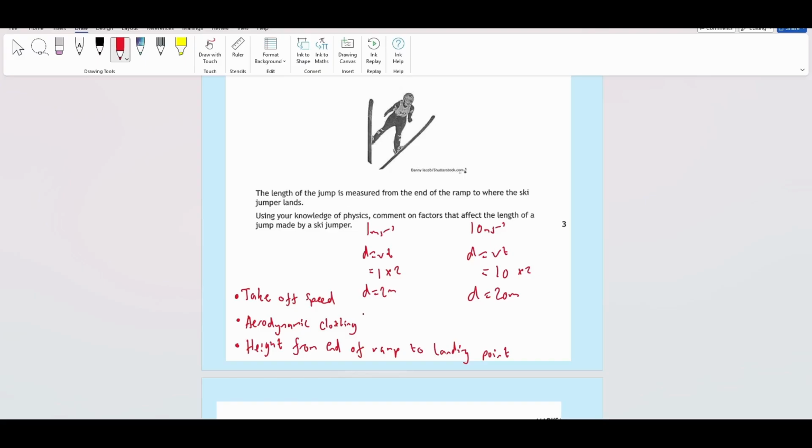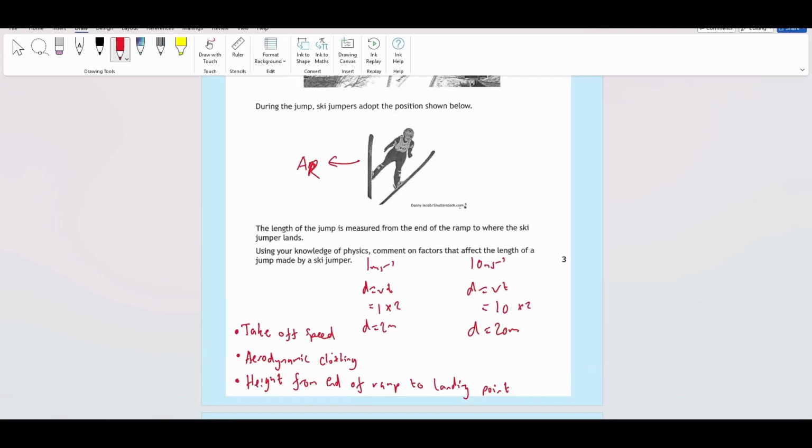The second point here, aerodynamic clothing. This will affect the ski jumper because if this jumper is wearing baggy, loose clothing, this will cause air resistance in this direction to increase. So therefore, aerodynamic clothing will affect the length of a jump made by a ski jumper. So if you explain the physics behind everything that you wrote down, you should be getting 2 to 3 marks.